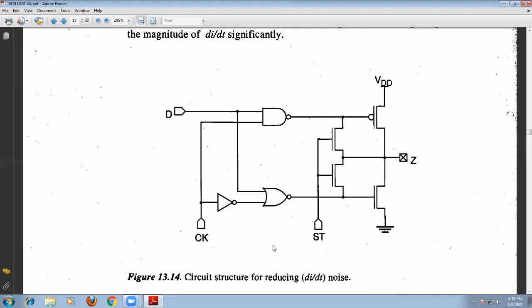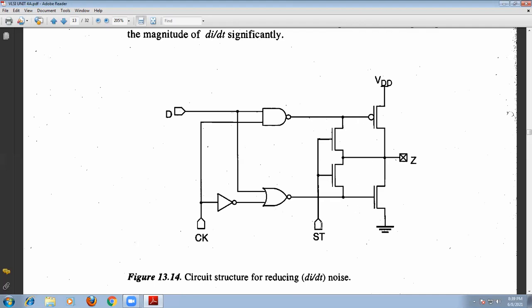So the gate voltage can be pre-charged. That means pre-charged to VDD before the gate goes to the high state. So remember, in this case we are having two transistors. This is called the NMOS transistor, using a control strobe signal. This strobe signal is used to precharge the gate potentials.